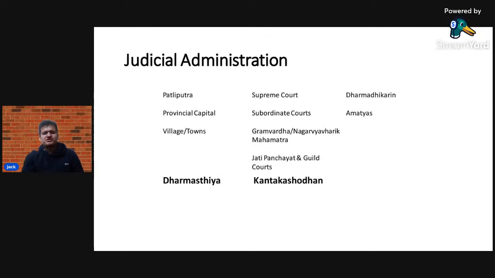Now we will come to the judicial administration. In ancient times, judicial administration was very important, like today also, because at that time nyaya is also known as dharma. Dharma means nyaya. Dharma has different kinds of definitions like nyaya, and kartavya, that means duty. So in the Mauryan Empire, judicial administration was taken care of very importantly. So we will come to Patliputra. Patliputra had the Supreme Court, where we can see that.